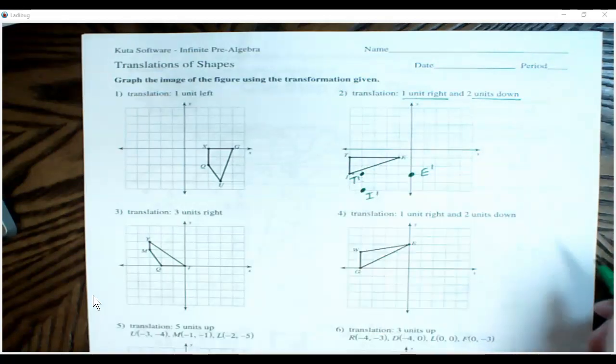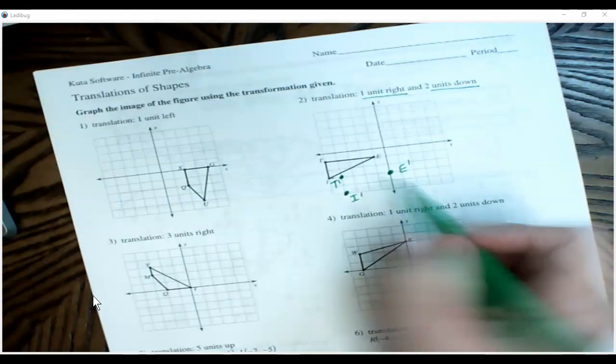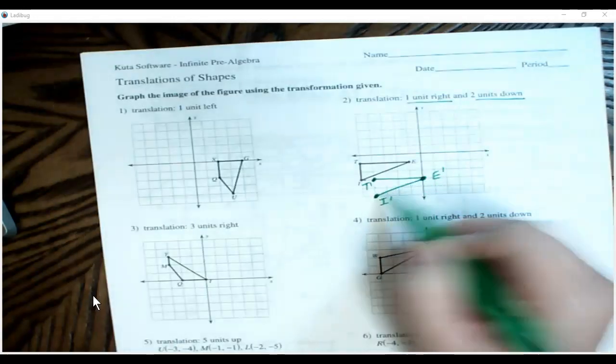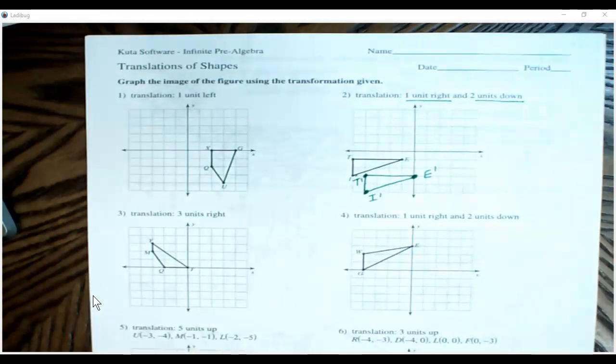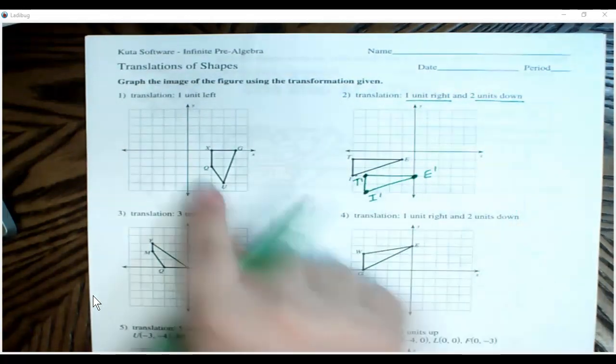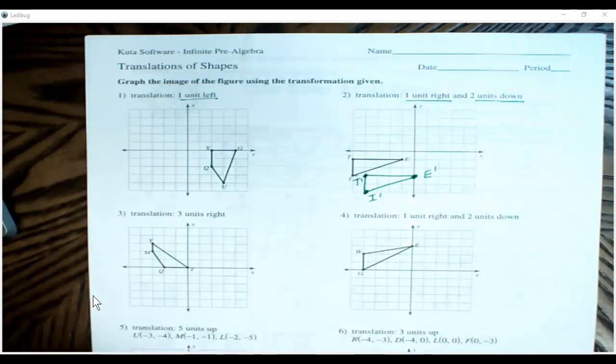Now, once you have the points labeled, all you've done is translated the points. But they want you to graph the image, translate the entire image. Therefore, you must connect the dots to create your new prime image. Okay? Not too bad. Over here, they only want you to go 1 unit left if we're looking at number 1. So I'm just moving everything 1 unit left. I'm not counting up or down.